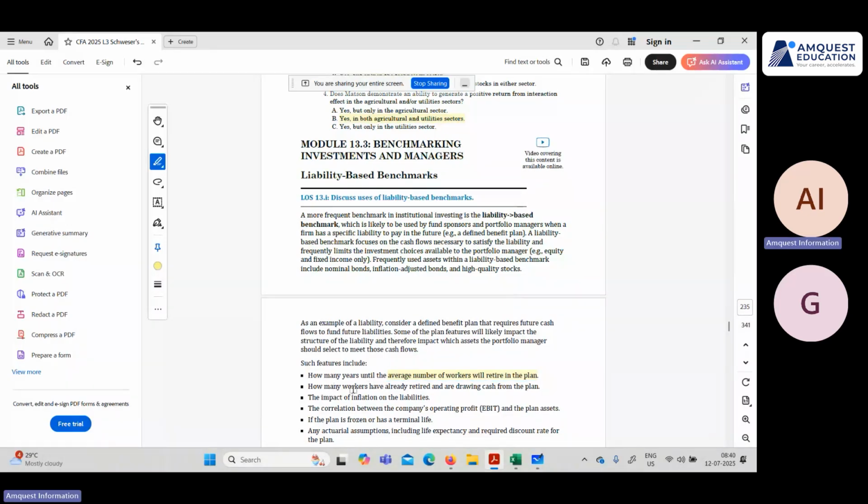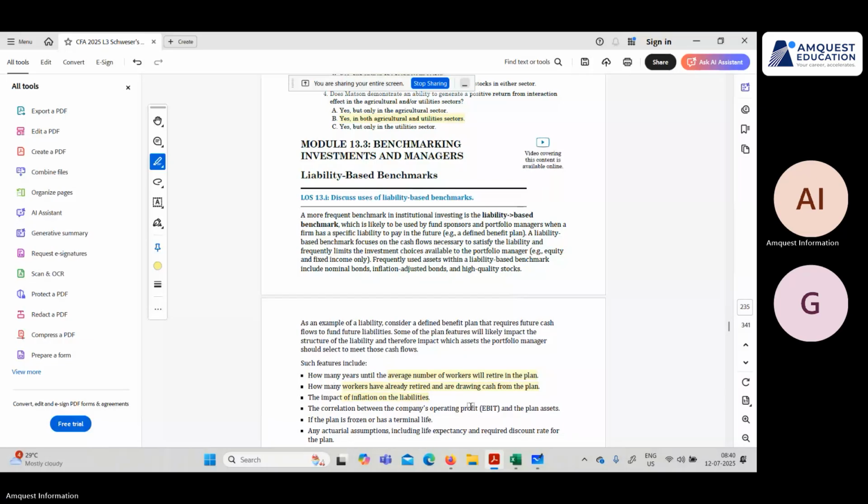Okay. Second, how many workers have already retired and are drawing cash from the plan? Because whatever this amount will be, this comes in as coupon payments, right? So whatever pension amount is going out at any time, it should get met with the ongoing coupon that you are receiving from those investments. Okay? The impact of inflation on the liabilities: you can clearly know that if inflation changes, that means interest rate will change. If interest rate changes, then the present value of liability is going to change big time, and then it's going to change your fund status.